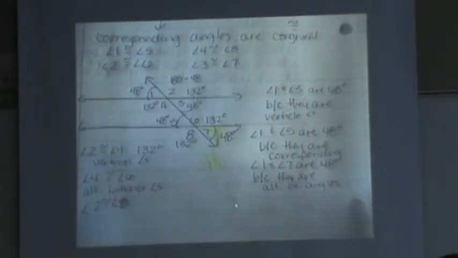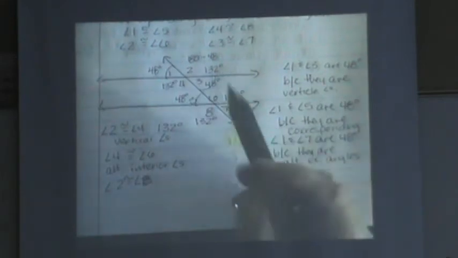Are they inside or outside? They're both outside, so what about them? They're both exterior angles. What kind of exterior angles? What's that A word? Alternate. They are alternate exterior angles. That's good.